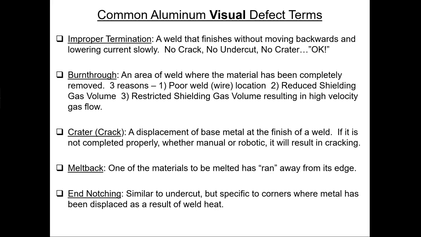How we're going to do this is I'm going to give you a little explanation, and we have some definitions here. What is improper termination, for example? After we've gone through these highlighted visual defect terms, we're going to go through a series of pictures, and we're going to talk about each one as you might see it. Basically, it's visual reference.